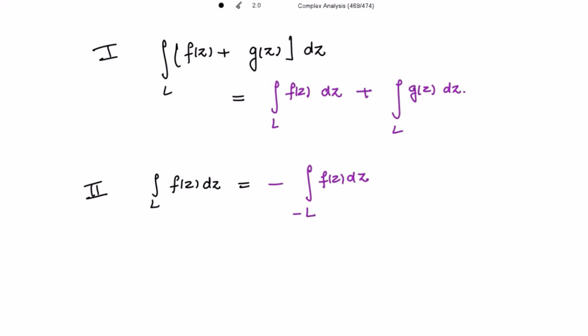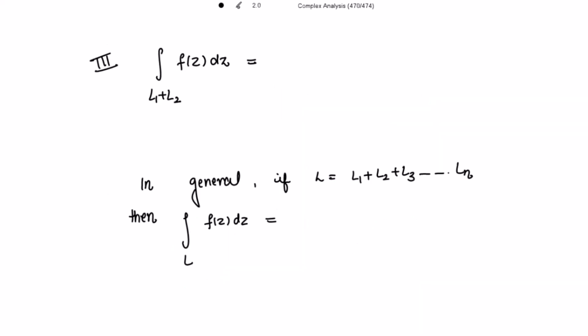What do you mean by minus L? This means the curve is traversed in the opposite direction. If L is traversed like this, then minus L will be in the opposite direction, right? So the integral of f(z) over L is equal to the negative of the integral of f(z) over minus L. Third property: the integral of f(z) over the sum of the contours will be equal to the integral of f(z) over L1 plus the integral of f(z) over L2.